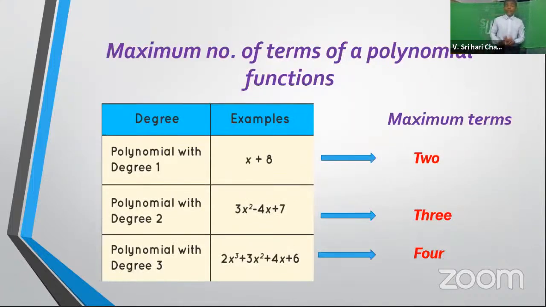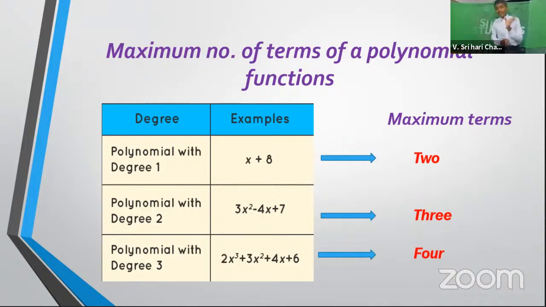Then how do we identify it? We consider the maximum number of terms. How many terms should a linear polynomial have? A polynomial with degree 1 means a linear polynomial, like x plus 8. The power of x is 1 and the power of the constant is 0. What are the maximum terms? 2. So it can be 2, it can be 1, but it cannot be 0 and it cannot cross 2. It can be 2 and below.